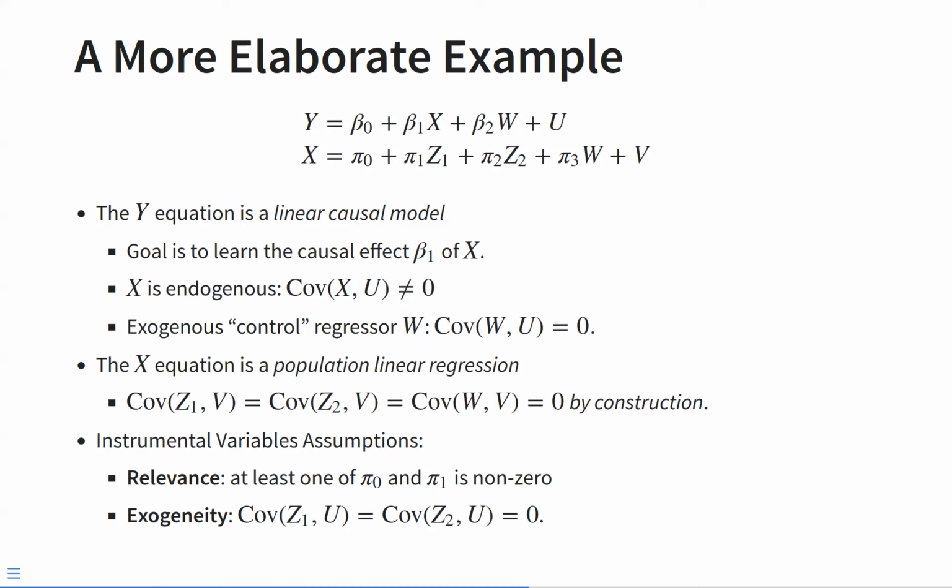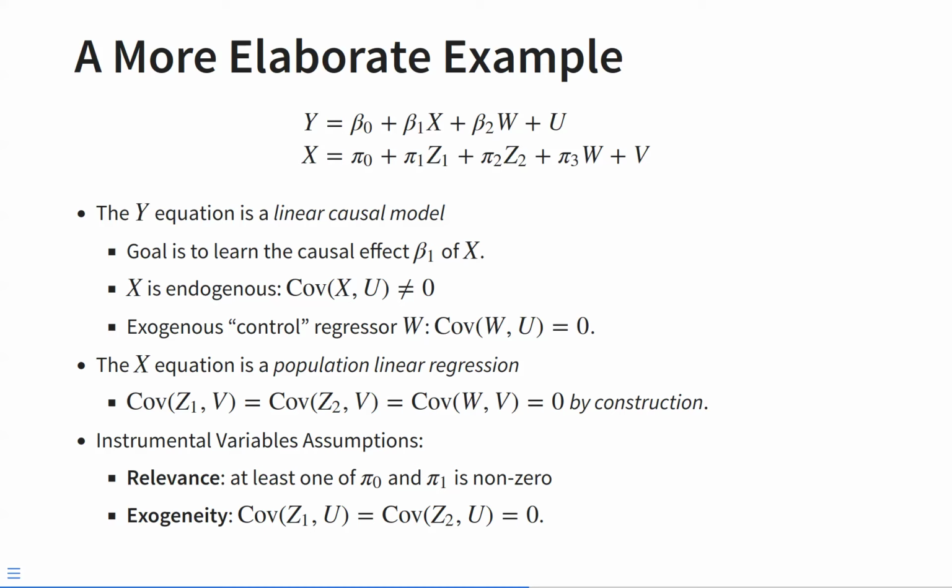Now the x equation, that is not a causal model. That is a population linear regression. So that is something that is, again, a tautology. It's something that holds automatically once I define those pi's in the right way. I define them to be regression coefficients. And if I do that, then it's going to be the case that z1 and z2 and w are all uncorrelated with v.